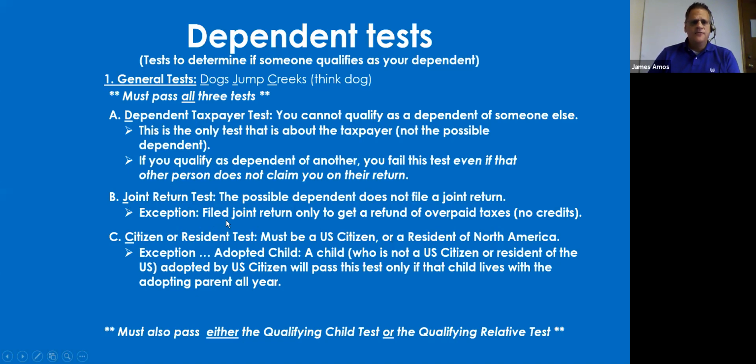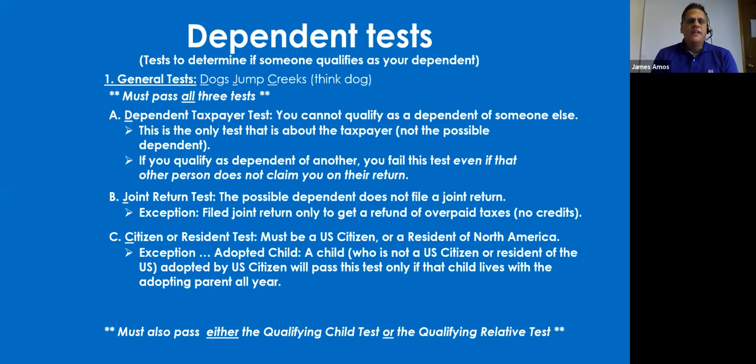The exception is if the only reason your dependent filed a joint return was to get a refund of overpaid taxes. In other words, maybe you have a young son and daughter-in-law, and they're living with you, and let's say both of them only worked part-time because maybe they're going to college. Now they've earned some money, but they haven't earned that much, and you know that if you do their tax return, they're going to get back just the taxes they paid in. They're not going to get any credits or anything like that. No EIC or any other types of credits.